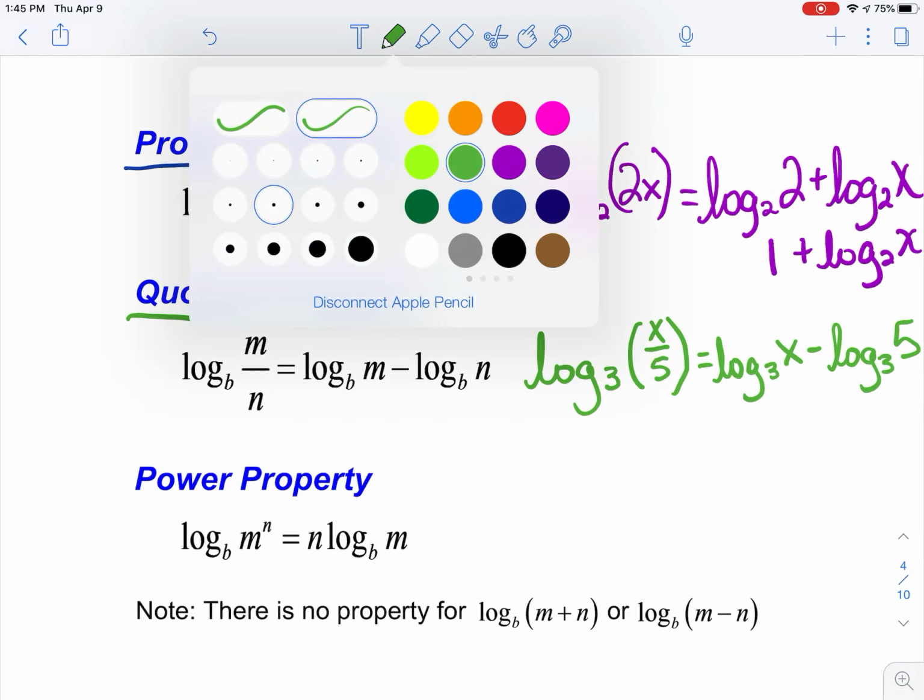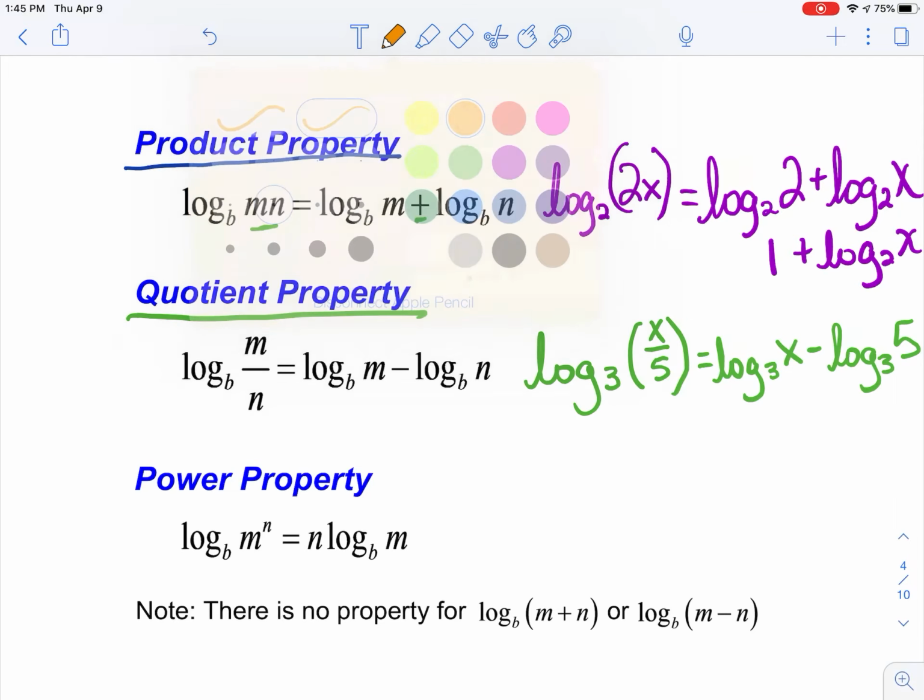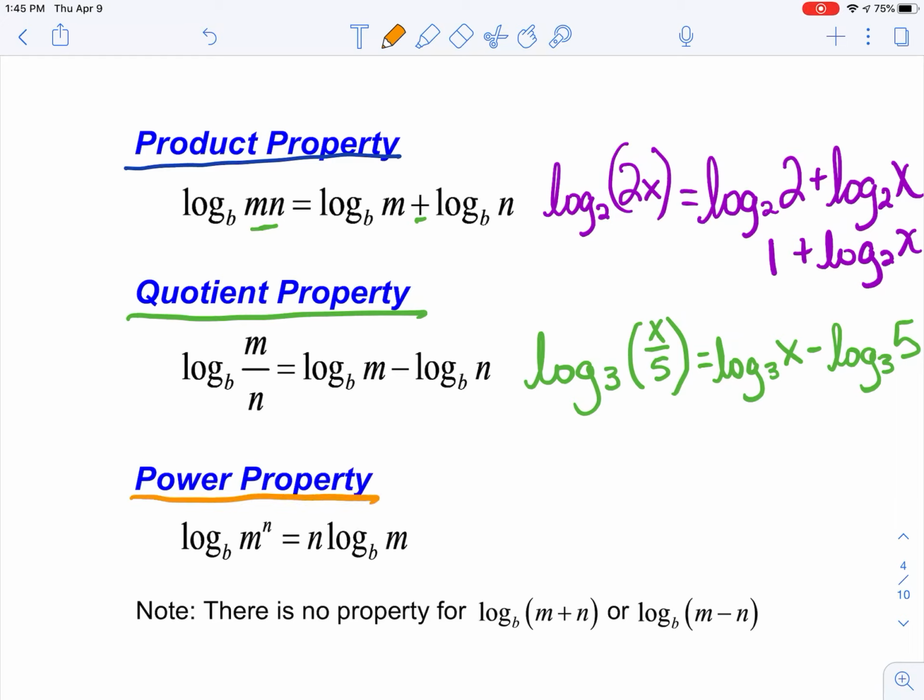And then last but not least, we have the power. Let's see, what do I want to use? Let's go orange. The power property. If I have log base b of m to the n, all I have to do is take that exponent out to the front. So it's n times log base b of m.